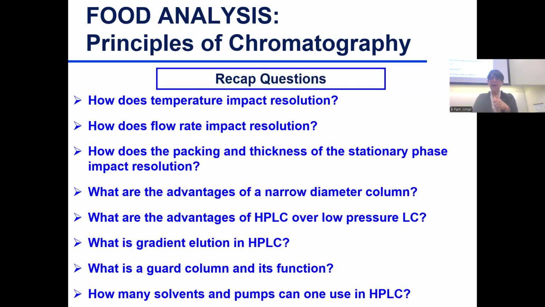So how does the packing and thickness of the stationary phase impact resolution? If it was a thin stationary phase versus a really thick stationary phase, which one will have better resolution? Yes? The thicker the stationary phase is, the better the resolution.